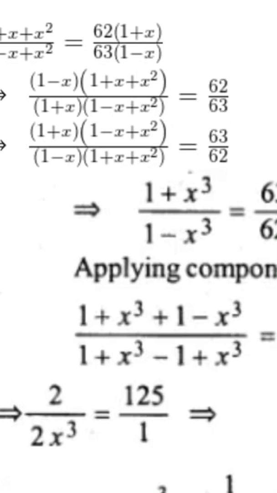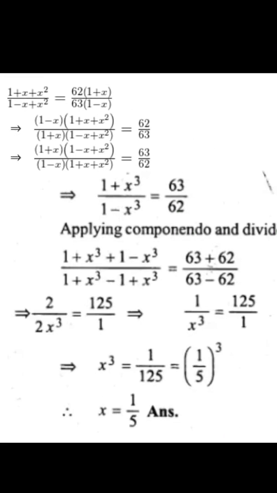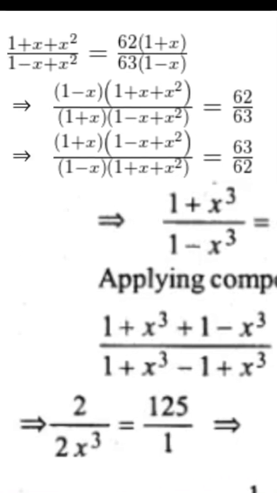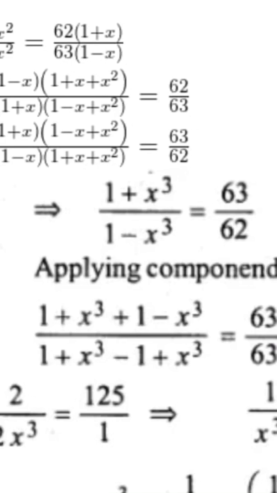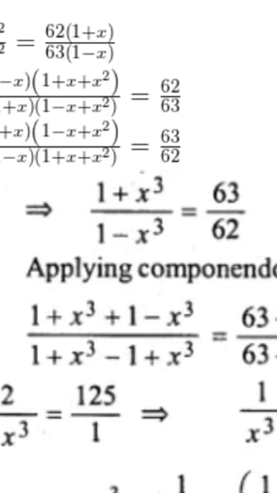Okay, now let's rearrange the terms. How can we do this? By alternando. Let's take alternando. What I get is it becomes (1 plus x)(1 minus x plus x square) upon (1 minus x)(1 plus x plus x square), which comes out now as 63 upon 62. It's very clear that the denominator becomes the numerator and the numerator becomes the denominator.